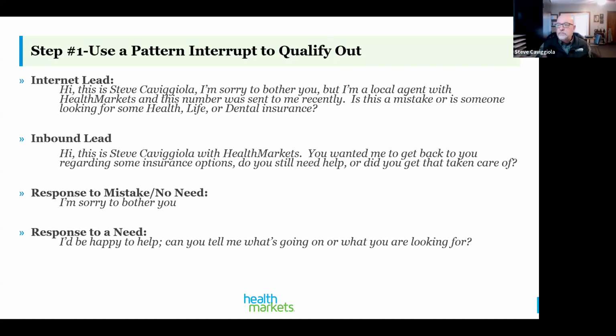Okay. So that's the first thing: do the pattern interrupt qualifying out, see if the lead's a mistake or not. If it's an inbound lead where they've requested you to call them, ask them if they're still looking. I just found those two things have worked very well. And then if they're not looking, hey, I'm sorry to bother you. If they are looking, I'd be happy to help. Can you tell me what's going on?